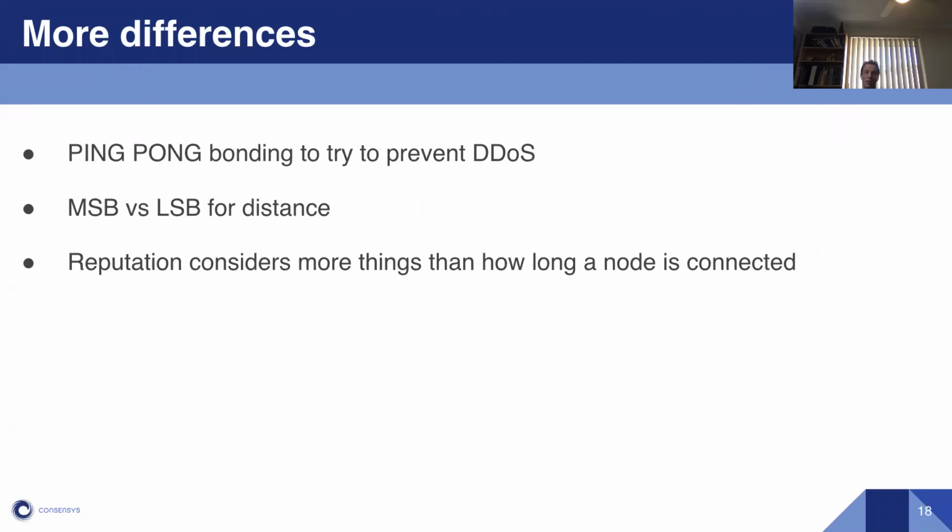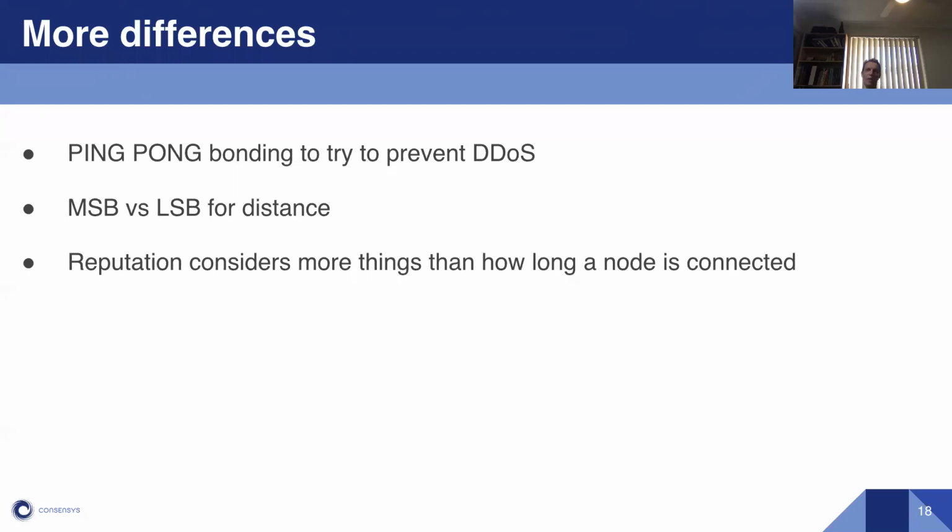Okay, so some more of the differences between the way that DevP2P does its discovery versus Kademlia. The ping-pong bonding process that we talked about to prevent DDoS, and the way that they compute the distance, whether it uses the most significant bit or the least significant bit. And then the other thing is that the Kademlia paper talks about the reputation of nodes being narrowed down to being very much about how long a node has been connected.